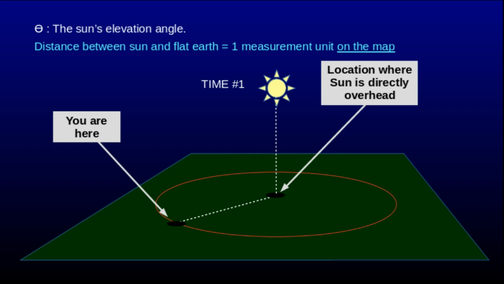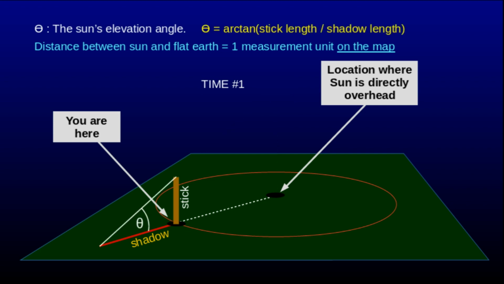How did we obtain theta? We planted a stick in our location, we measured the shadow, we obtained a triangle, and we used the arctangent of the stick length divided by the shadow length. And that's how we obtained theta. So now from theta we found the circle's diameter and radius.